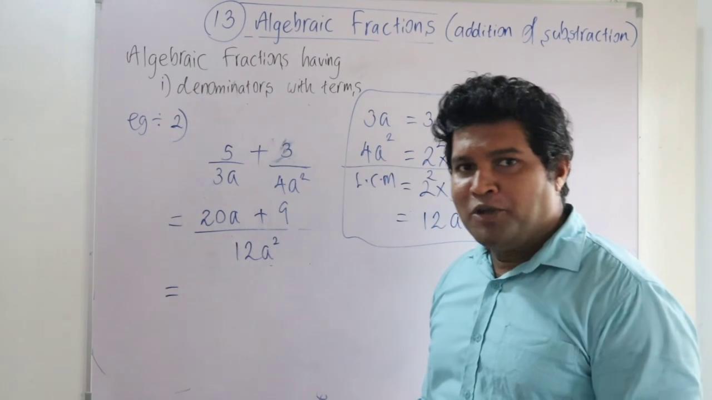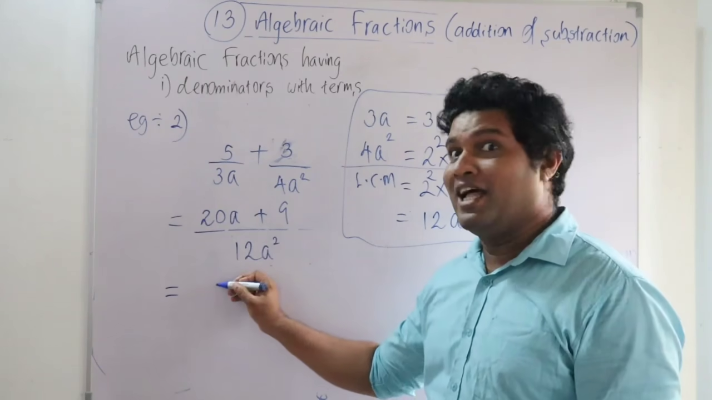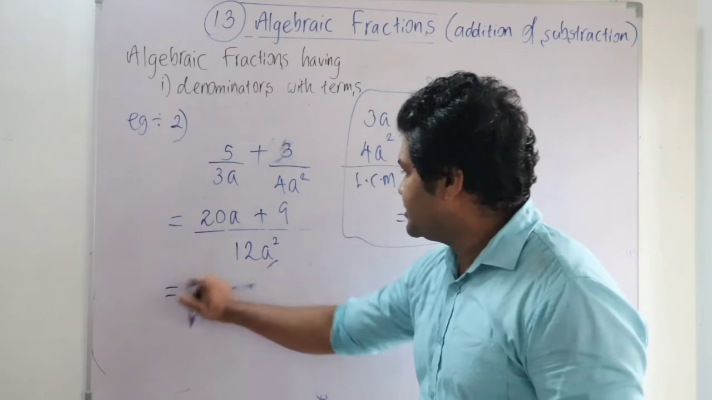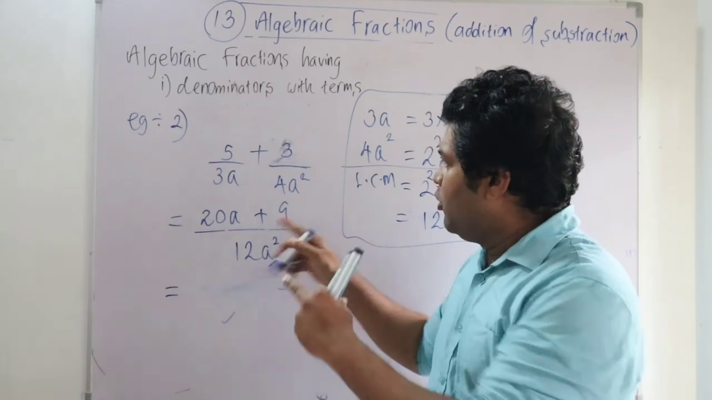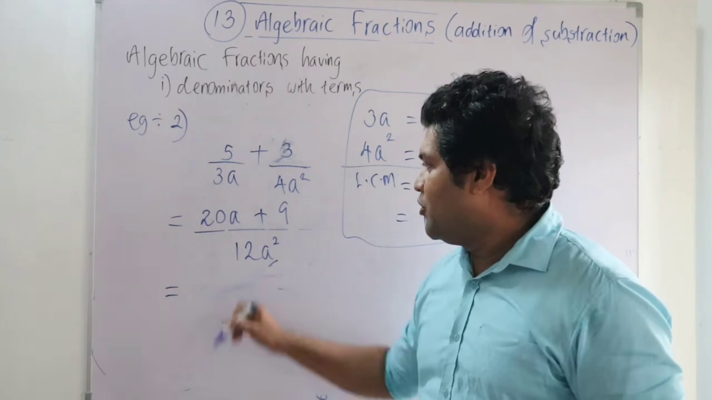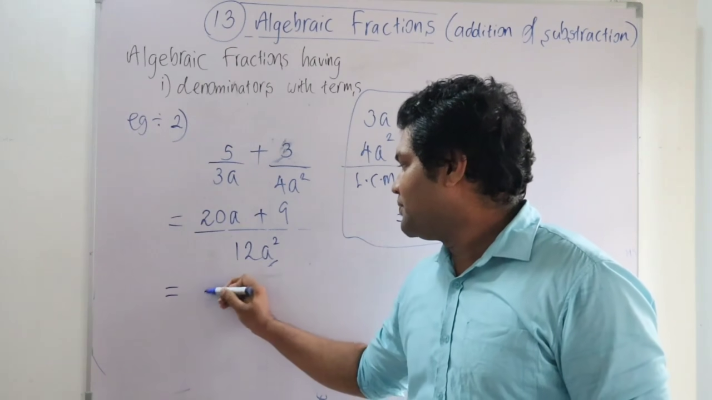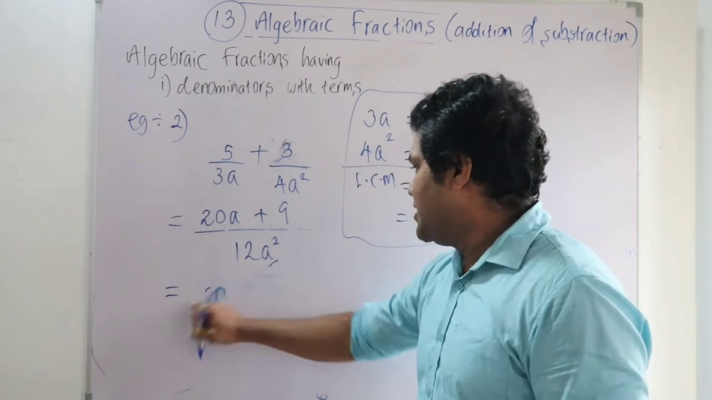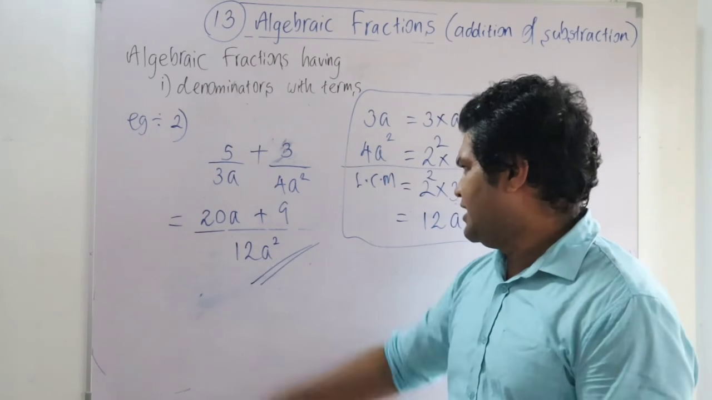Okay, now you are going to write, some students especially, 20a plus 9, they are writing 29a, which is wrong. Because the 20a is algebraic, and 9 is numerical. They don't know each other. Therefore, we have to write and leave the answer as we have. Or otherwise, we can finish the answer like this without writing another step.